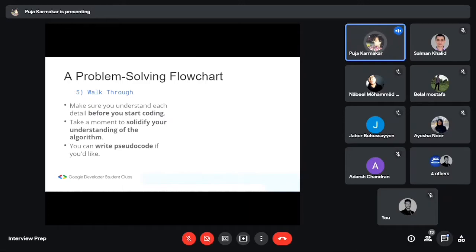There are some ways. Take a moment to solidify your understanding of the algorithm. Take a moment, revise it, see what errors there are, and how to fix those errors. If you are about to start, what should you do? If you ask me, what should I do before starting the code? You should always start with pseudocode. Pseudocode is like a small code where you use strings to define your overall coding system.